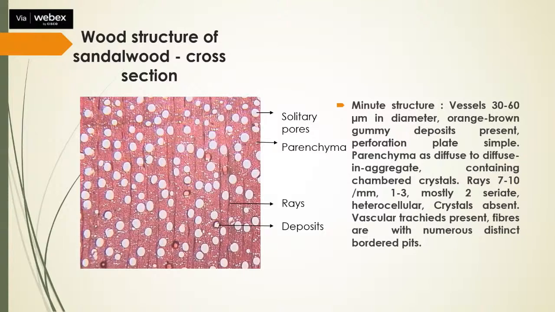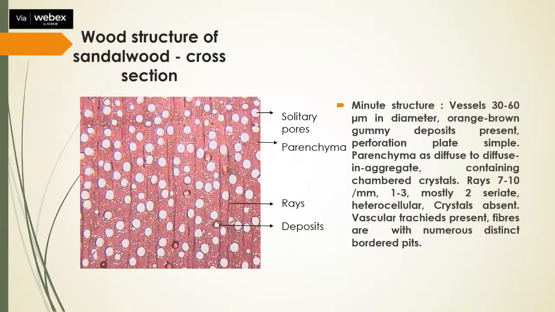Rays are around 7 to 10 per mm, and they are 1 to 3 seriate, but mostly 2 seriate cells. They're all heterocellular. But here is the main point: the crystals are absent in the rays, but crystals are present in the parenchyma. Then vascular tracheids are present. Then fibers are with numerous distinct bordered pits.